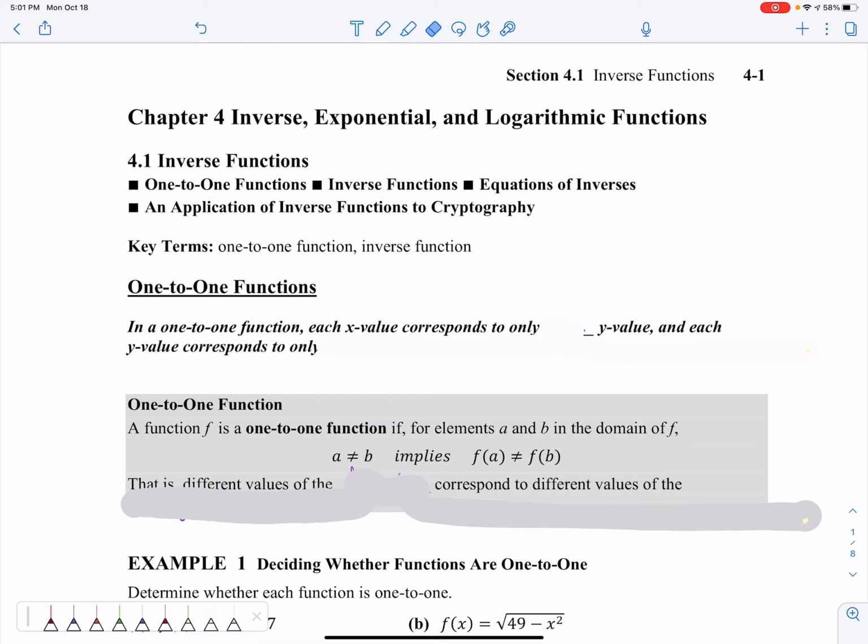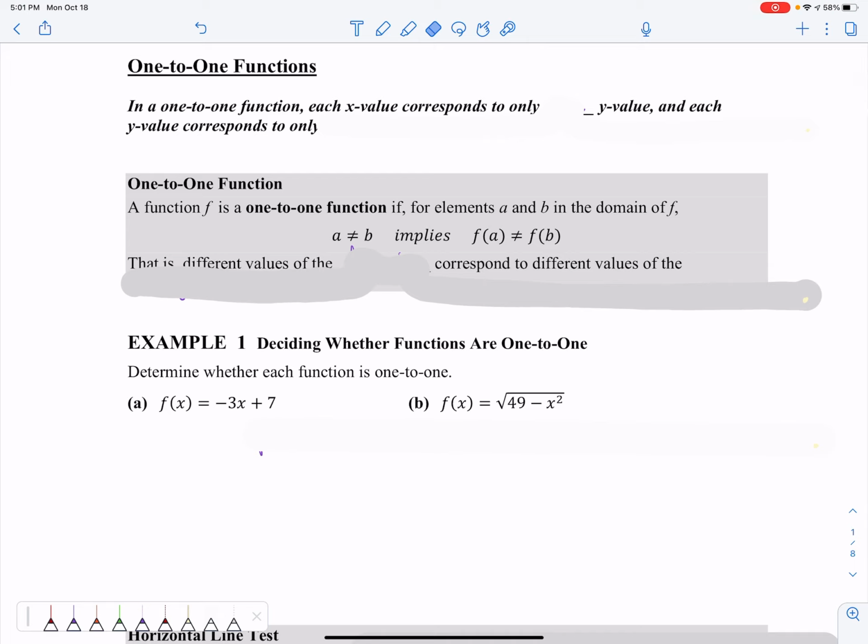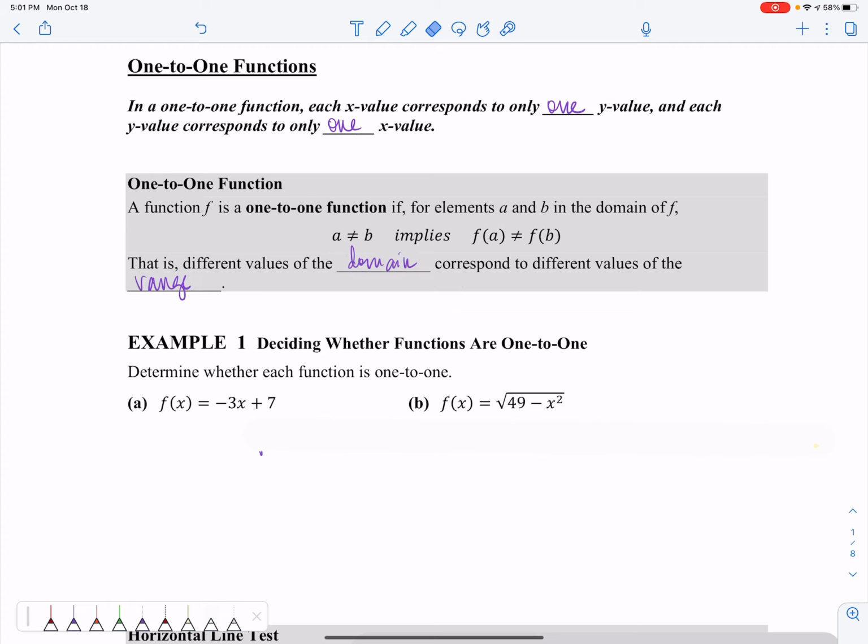A one-to-one function is going to be something that's required to be able to have an inverse. So before we talk about inverses, let's deal with what a one-to-one function is. So in a one-to-one function, each x value corresponds to only one y value, and every y value corresponds to only one x value. Now, in our gray box, let me unhide what's here first. Talking about here, different values of the domain correspond to different values of the range.